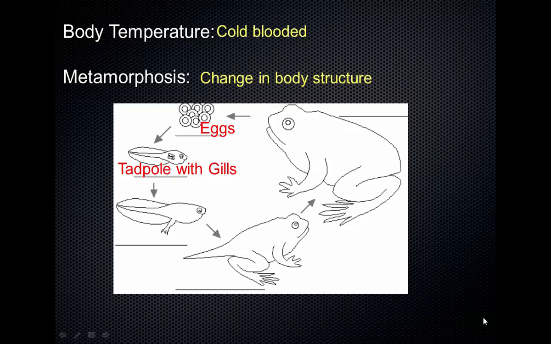And tadpoles are the larval stage of the frog. They're very fish-like. They don't have any limbs. They have a tail. They breathe using gills. So there are lots of fish-like characteristics.